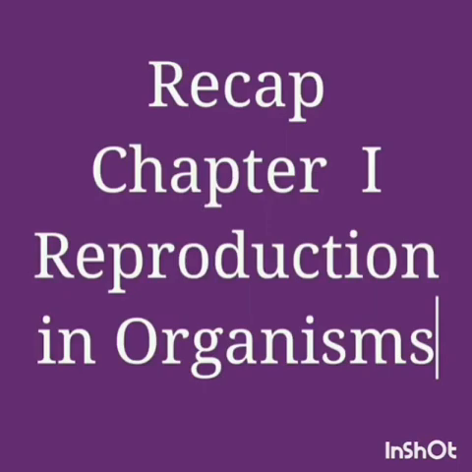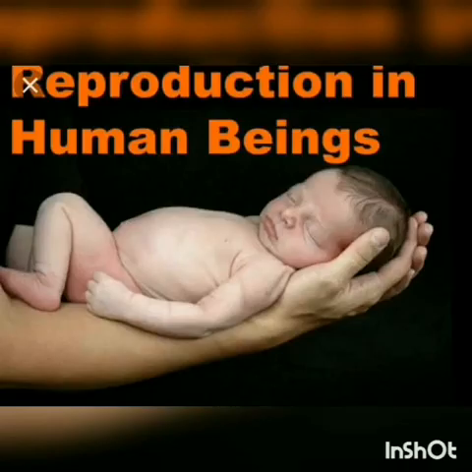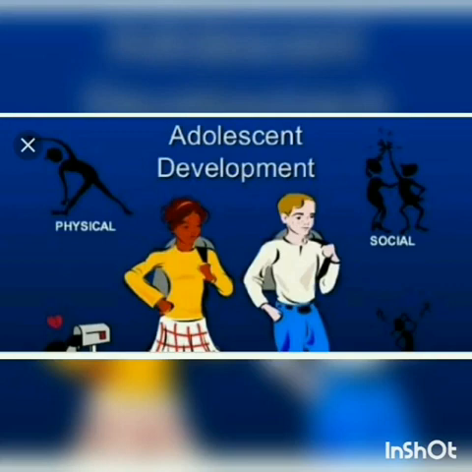In the previous class, we discussed reproduction in organisms, in which we completed sexual and asexual reproduction. Today, we start with the second chapter, human reproduction. Human reproduction gives you an awareness towards a healthy reproductive life in adolescence.